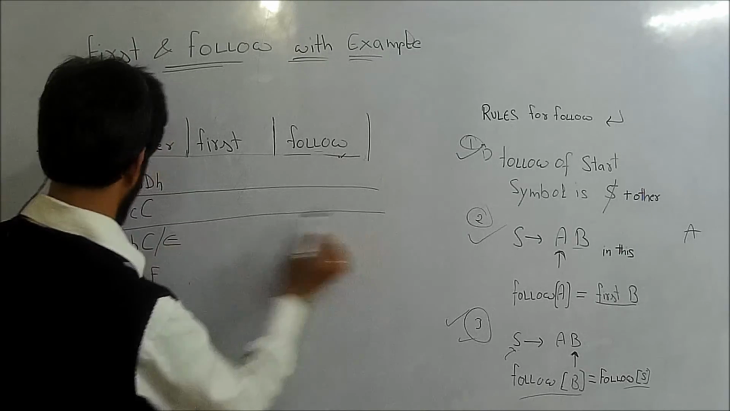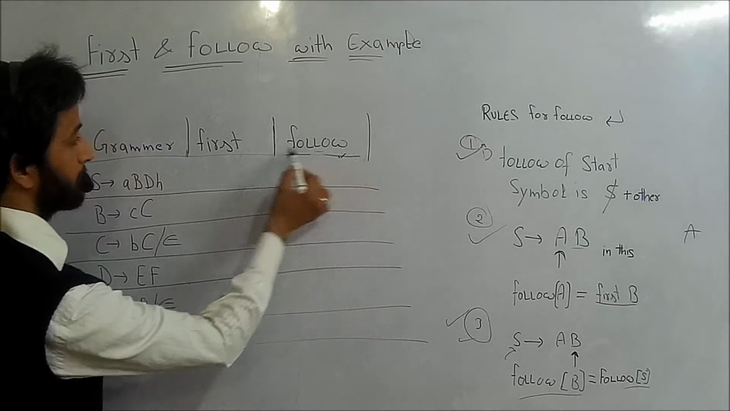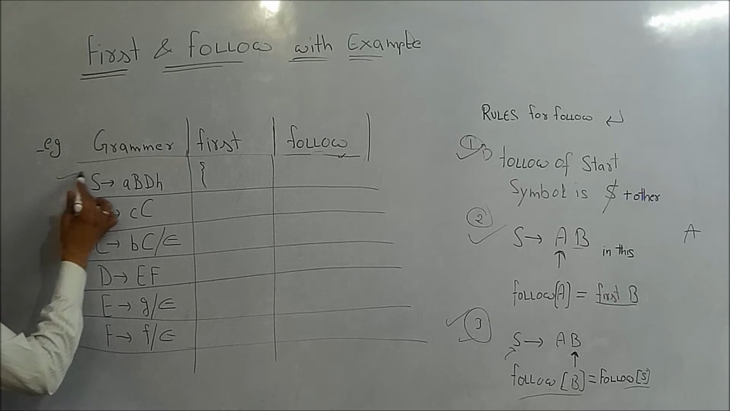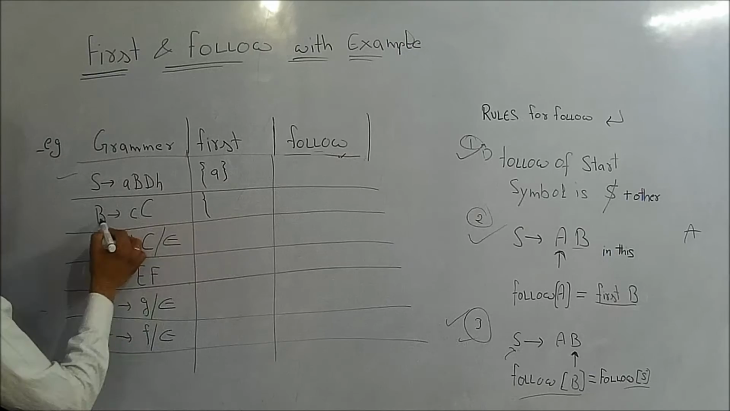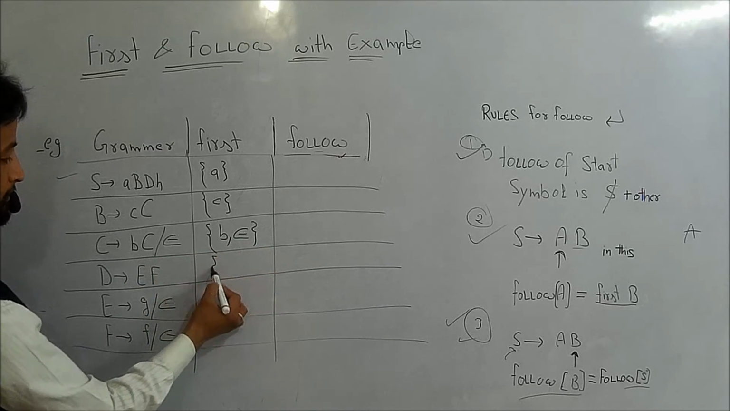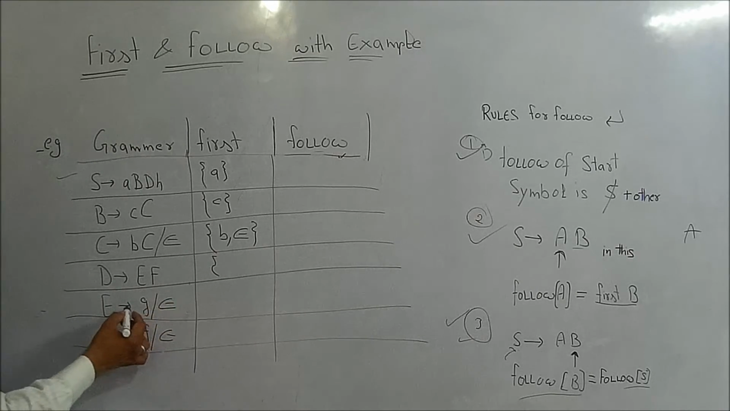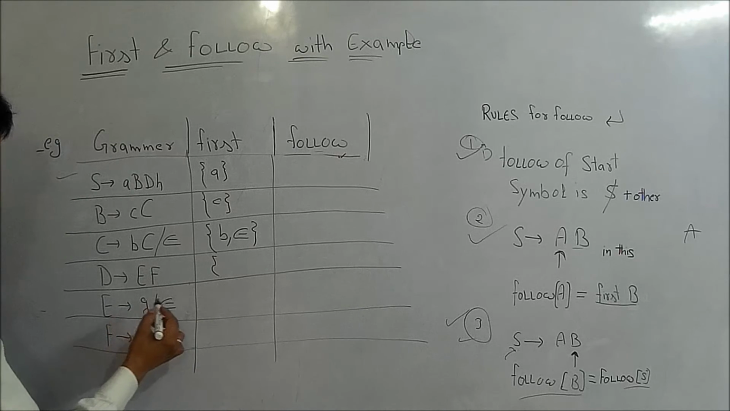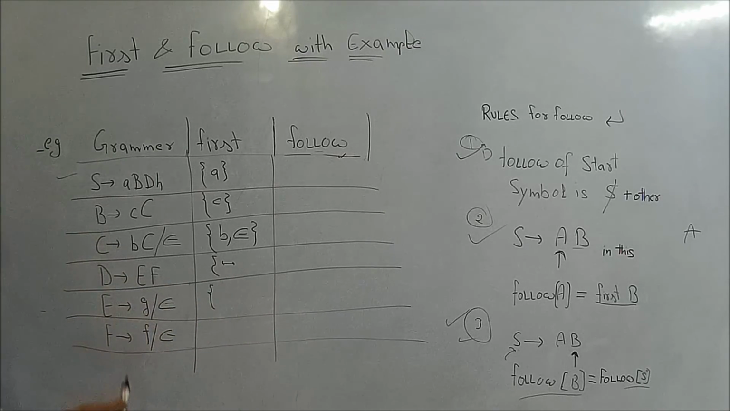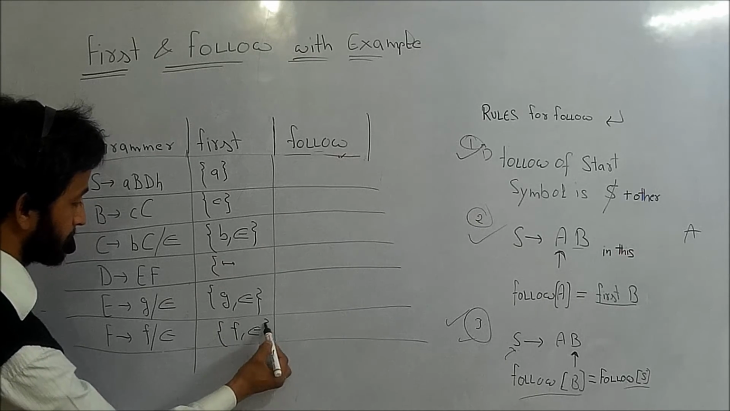Okay, so I will calculate the first and the follow of this given grammar. For calculating the first, let us start with S. The first of S is a, done. The first of B is c, the first of C is b and epsilon. The first of D is E, which is a non-terminal, so the first of D is first of E. Then move to this one, leave it pending because it depends on this one. So I will calculate the first of E first. The first of E is g and epsilon, and the first of F is f and epsilon.